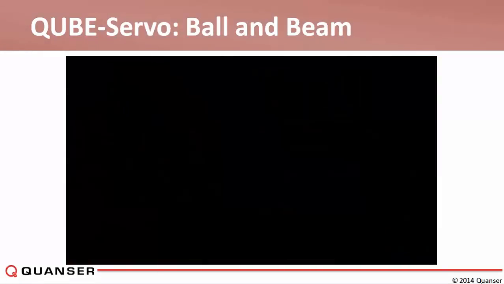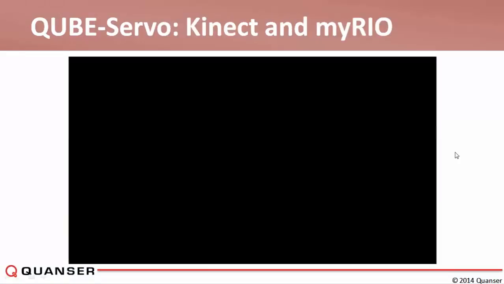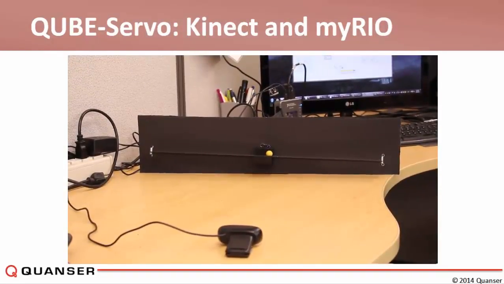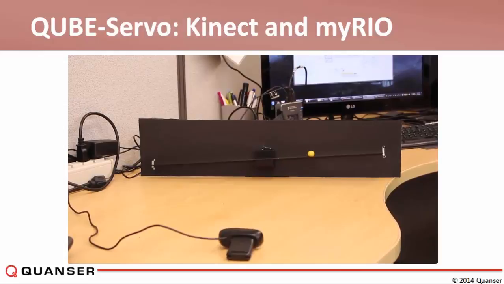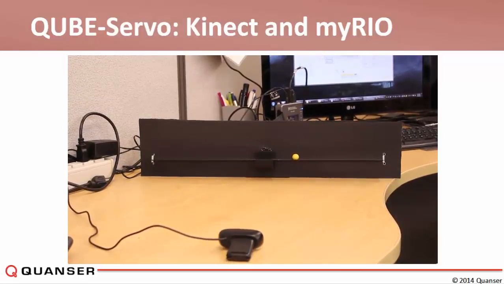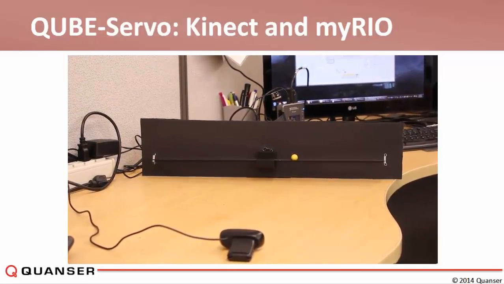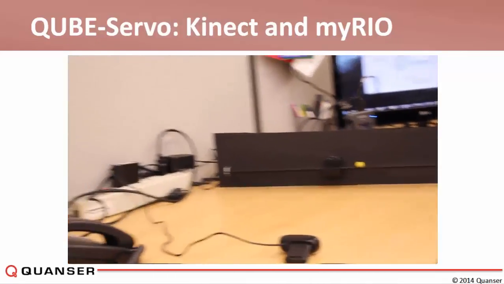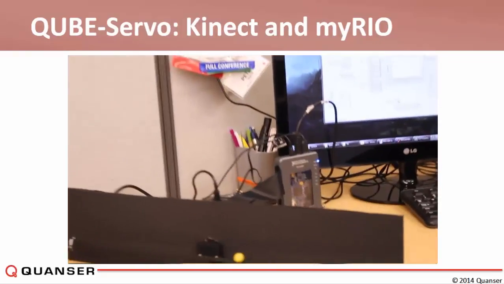And last, a much more advanced example here is using the QUBE Servo with the myRIO along with a Kinect and a webcam. The first part here is showing basically using a webcam to measure the position of the ball on the beam, and essentially just using that to control and balance the ball and beam so everything is stable.